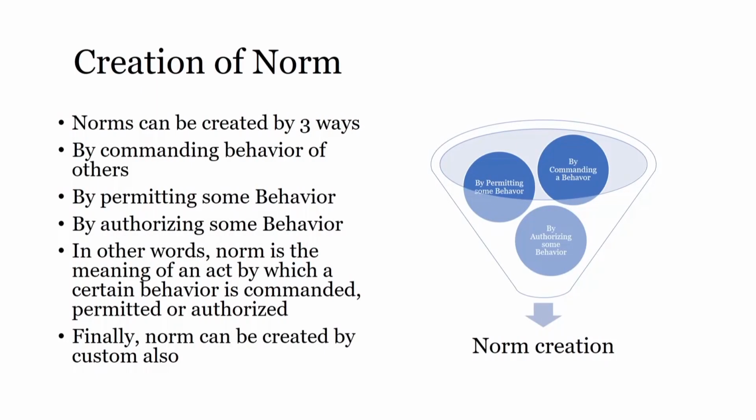In other words, norm is the meaning of an act by which three things can be done. Certain behavior is commanded, certain behavior is permitted, and certain behavior is authorized. So, these are the three ways broadly in which Hans Kelsen said that a norm can be created. Finally, he said that norm can also be created by way of custom.